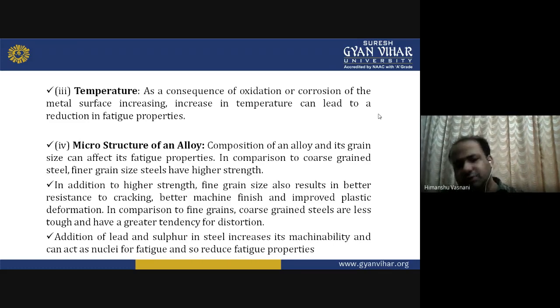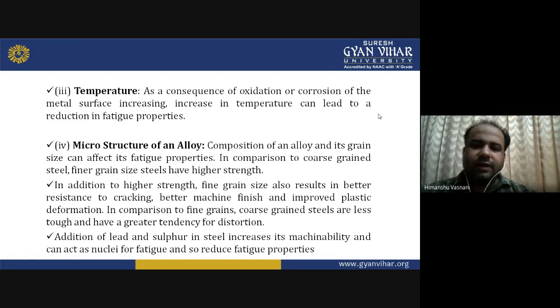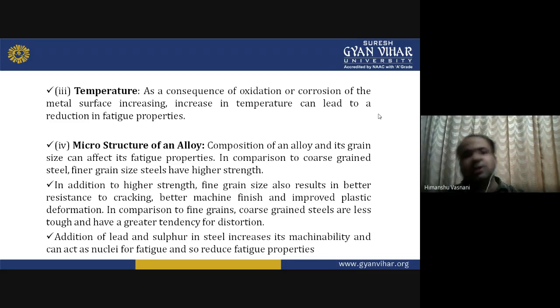Then the microstructure of an alloy. An alloy, you know, is a mixture of metal and non-metal to attain the required properties. You cannot use a pure metal, so you go for an alloy to get proper properties for the application of the material. Then the composition of an alloy and its grain size can affect its fatigue property.